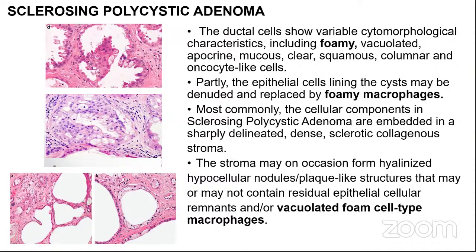The sclerosing polycystic adenoma is a sclerosing benign tumor of salivary glands. We have cystic ductal structures and a variable cystic lining. And it is this cystic lining that can show you the presence of these foam cells. Vacuolated foam cell type of macrophages. So this is another situation where we can see the presence of foam cells.